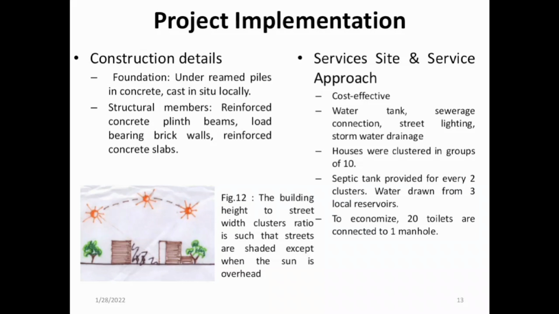This image shows the path of the light source, that is how it will shade the street. The building height to street width ratio is such that the streets are shaded except when the sun is overhead.